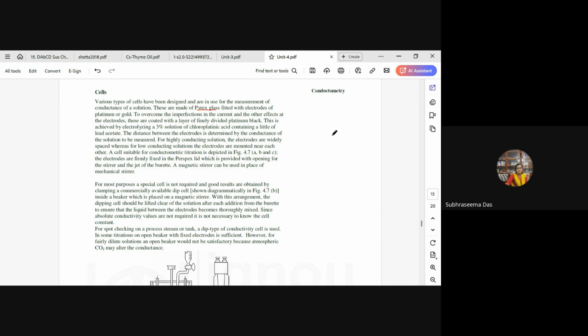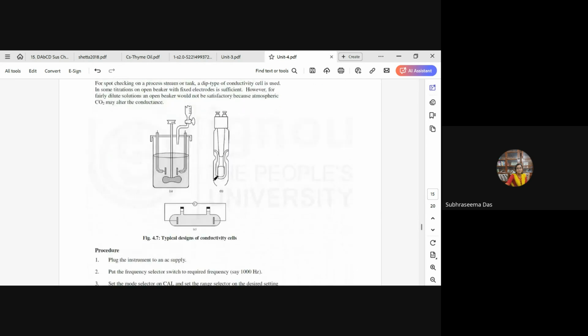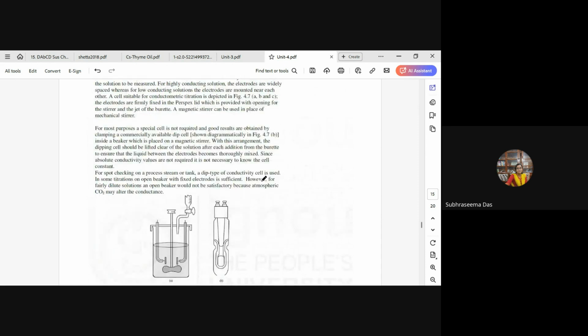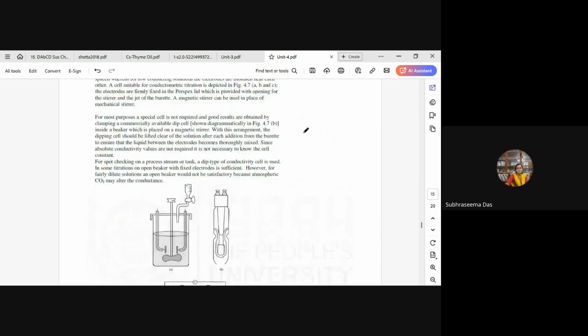For highly conducting solutions, the electrodes are widely spaced, whereas for low conducting solutions, the electrodes are mounted near each other. A cell suitable for conductometric titration is shown in figure 7ABC, the typical cells that are used for conductometric titrations.